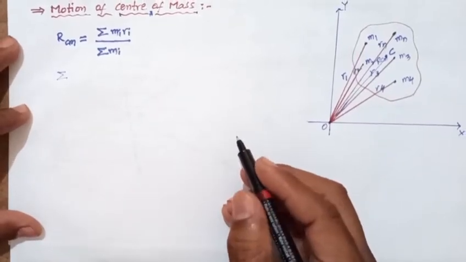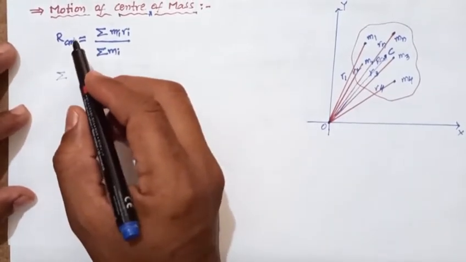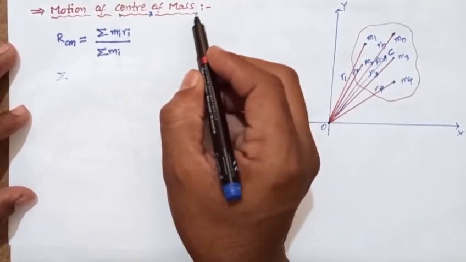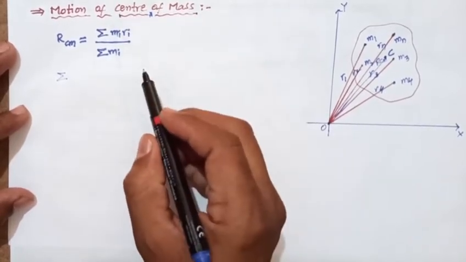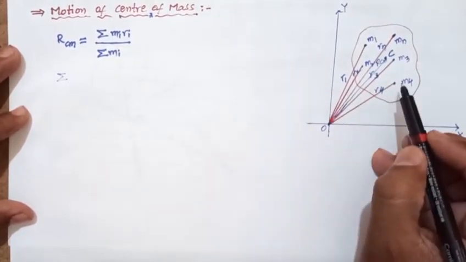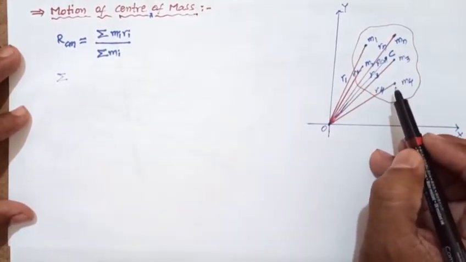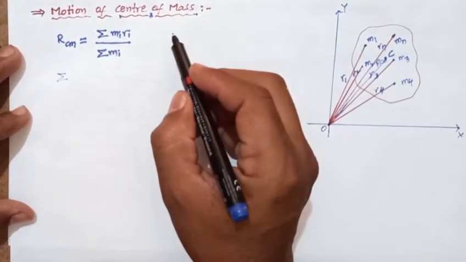Okay, good morning everybody. So we are now discussing the class, motion of a center of mass. We have already learned about the center of mass. Consider a rigid body: a point at which the total mass is concentrated is called the center of mass.